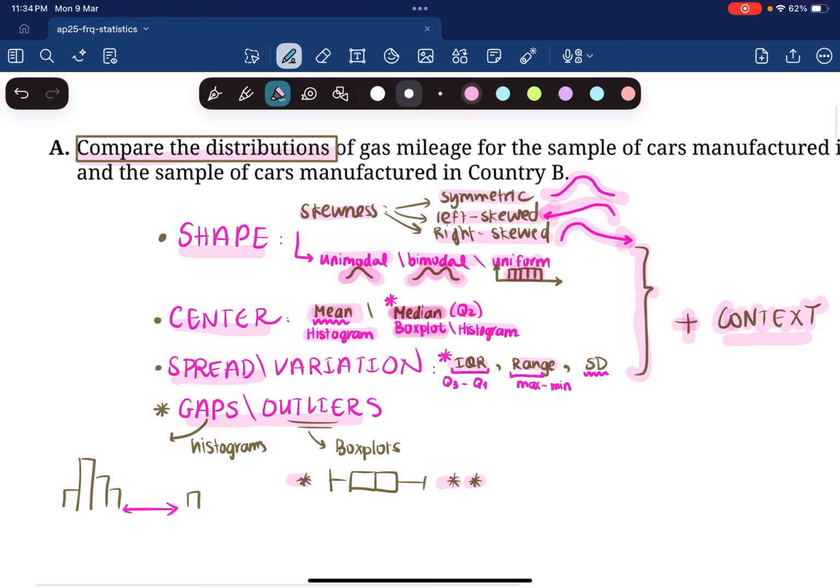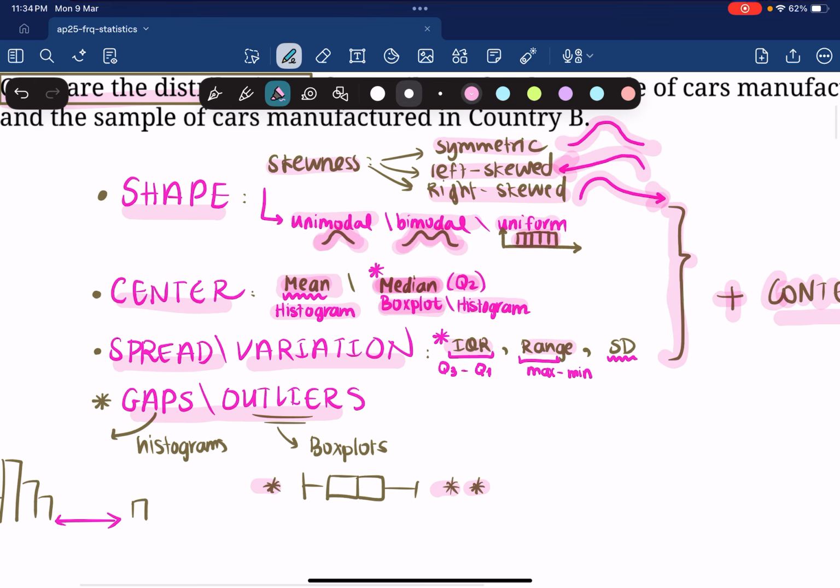Okay, for the measures of spread and variation, we have the interquartile range, the range, and the standard deviation that we can compare. Now, in a box plot, of course, we can compare interquartile range and range, whereas we cannot calculate standard deviation unless it's given. Okay, the numerical value of the standard deviation.